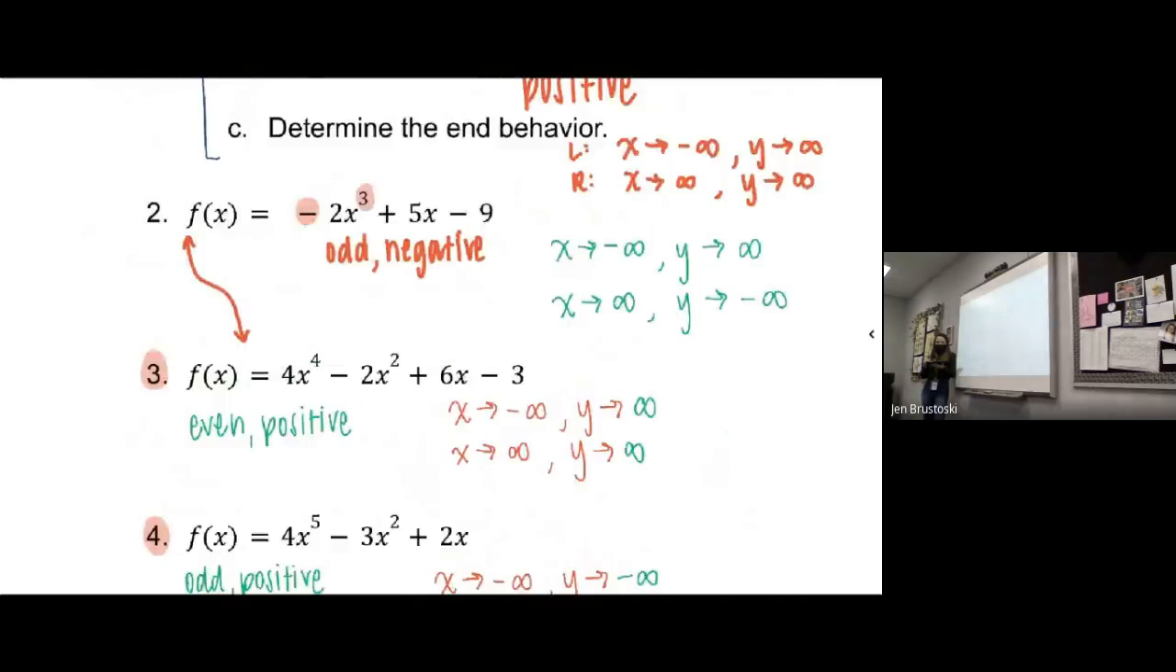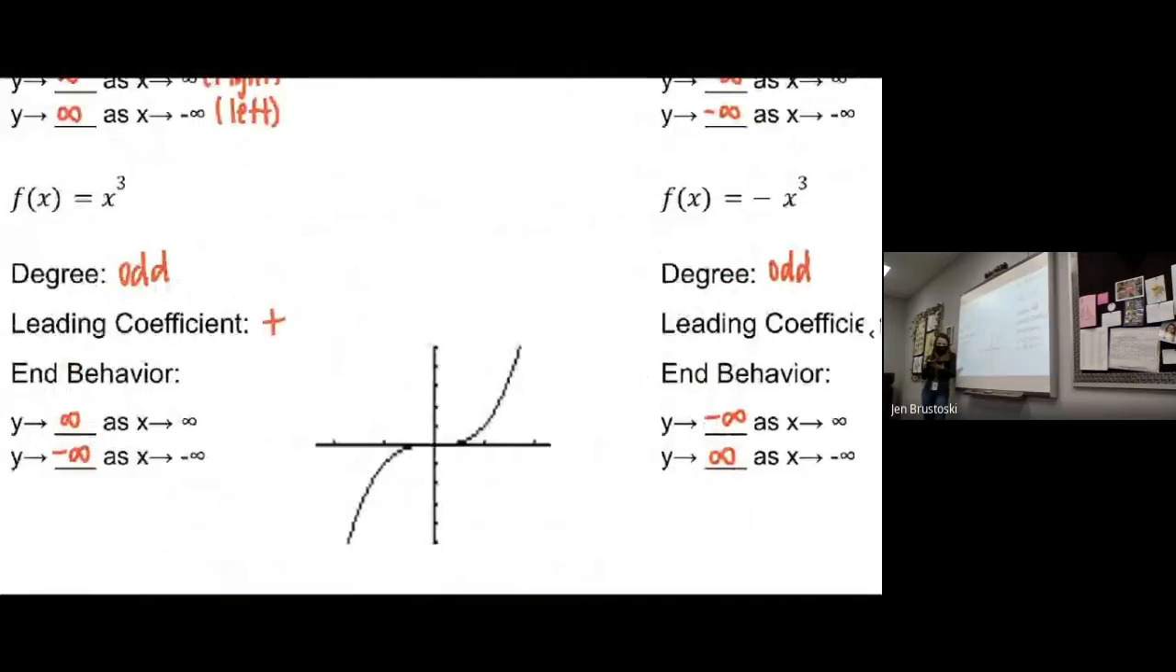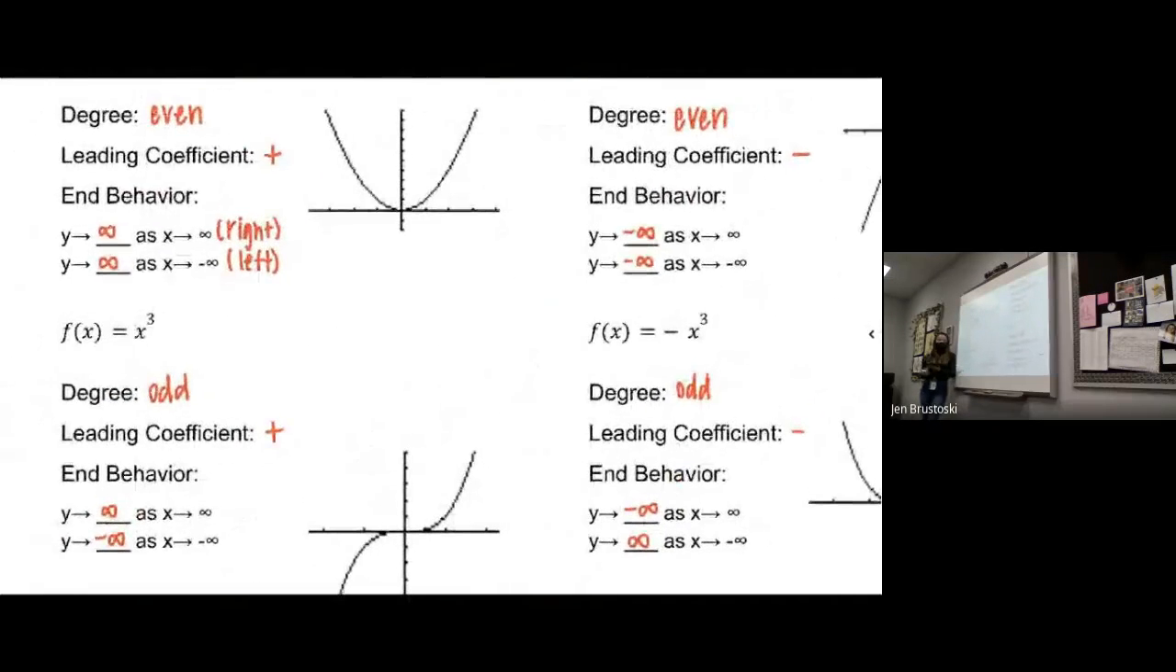Let's talk about some patterns that you should notice now that we've answered some questions. With our even functions, if we have a positive out front, both of these are positive. If we are even and negative, then both of these are negative. Because we have the U shape, the ends are the same.